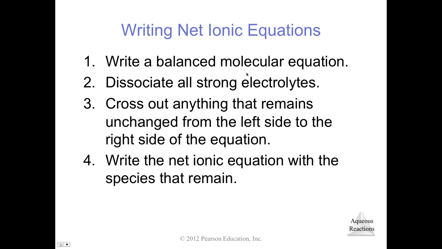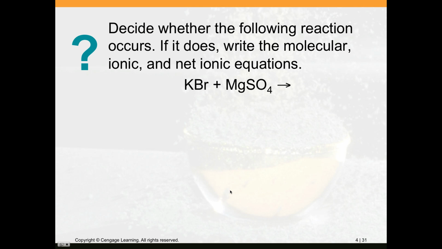Okay, so again, first write your balanced molecular equation. If you have strong electrolytes, dissociate them into their ions. Cross out anything that remains on both sides of the equation and write the net ionic equation out of what remains. So we're going to go through a few examples, 3 to be exact. I want you to write them all down in your notes.